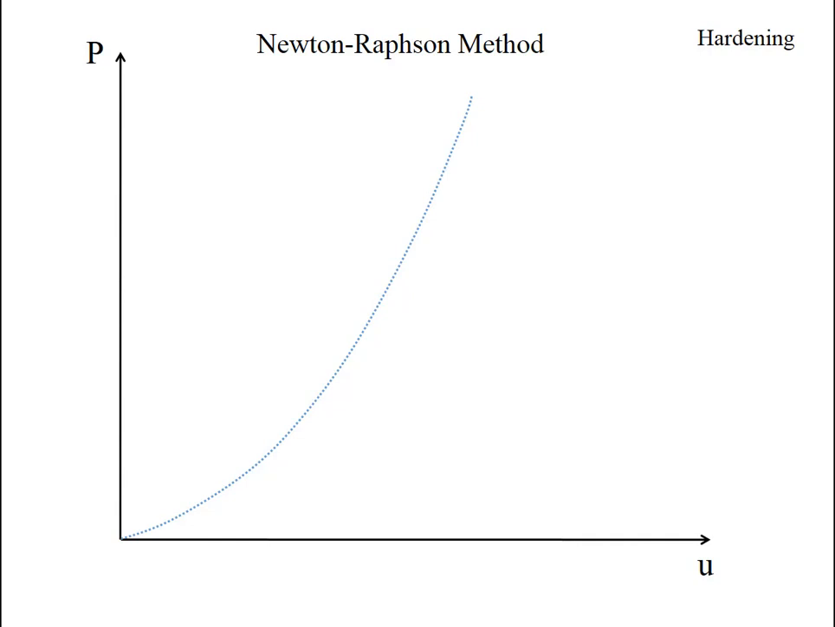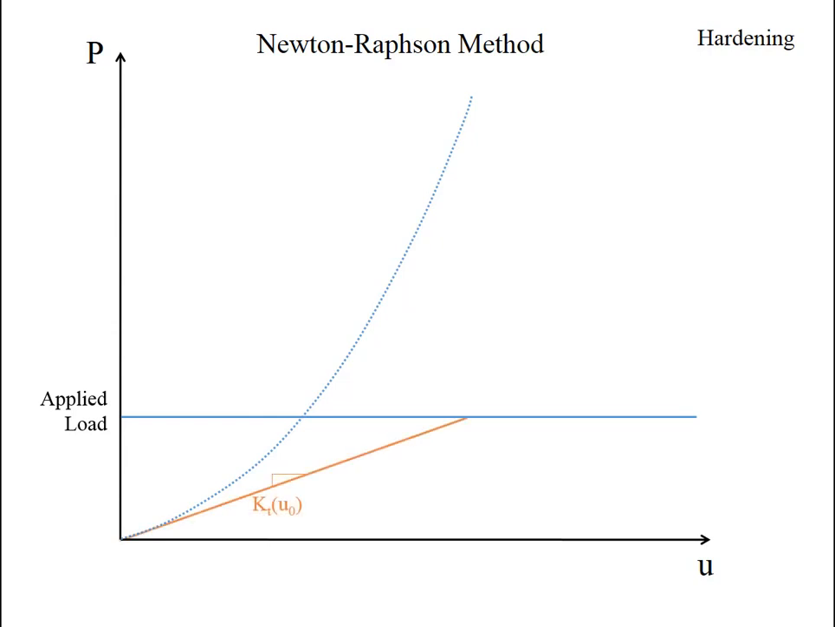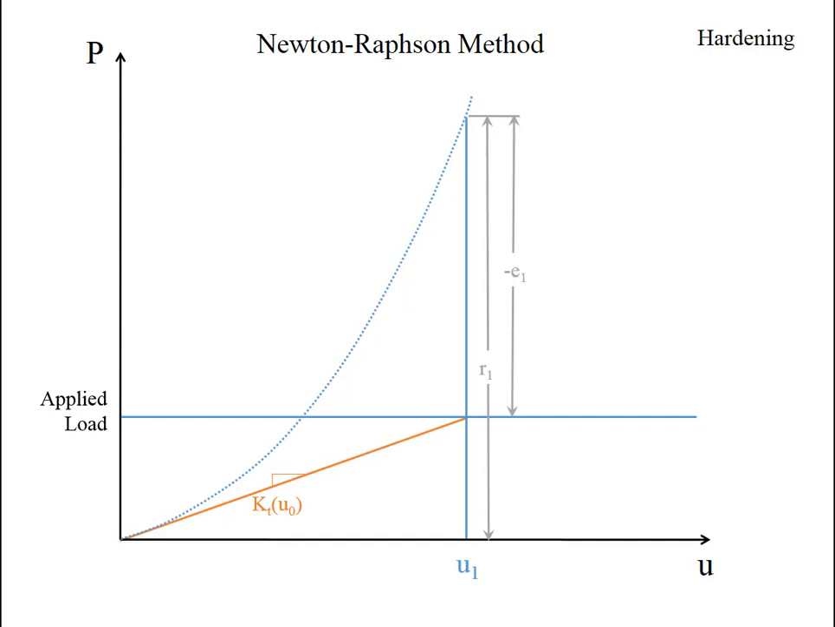Let's take a look at a quick example of the Newton-Raphson method applied to a hardening system, so one where the stiffness increases as the displacement increases. So assuming I'm applying a load as shown here, I get an initial tangent stiffness, which gives us an initial estimate of displacement, and that gives me my initial reaction, and a negative error comes out of this case. But then I calculate a new tangent stiffness and apply it with that negative error to get a new displacement estimate. So I head back in the direction I need to go.